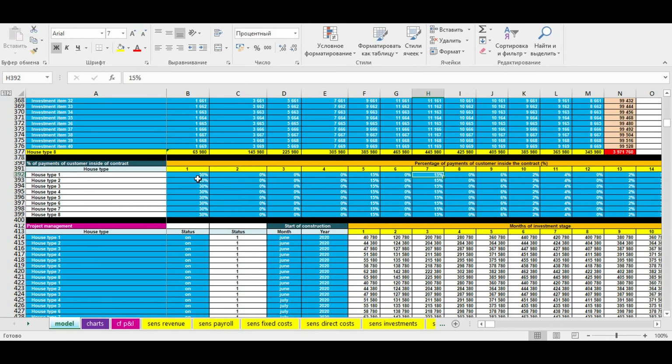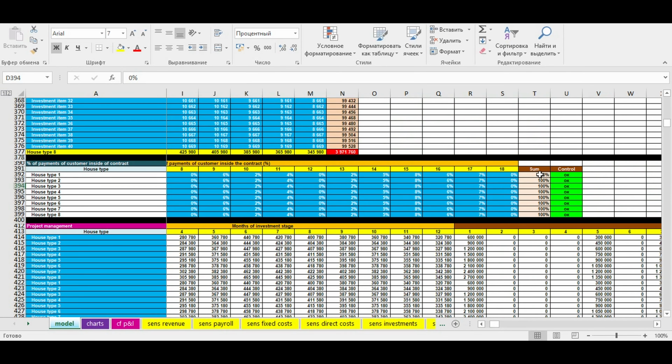For example, our customer will pay us 30% of the price in the first month when construction starts. In the 5th month of the construction period, he will pay us 15% of the price, and so on. At the end of the 18 months period, we must get 100% of payments from our customer. If we have a mistake and don't have 100% of payments from our customer at the end of this period, this financial model will give us a sign.